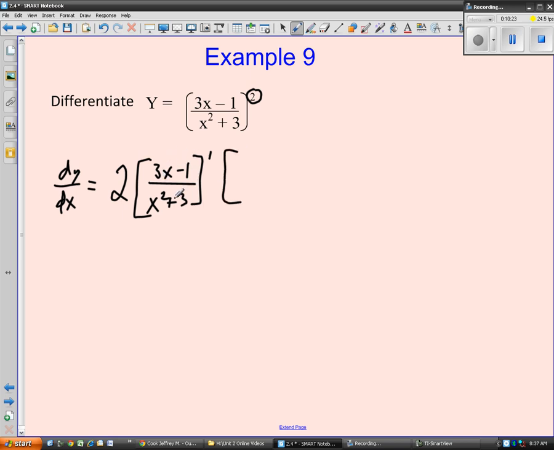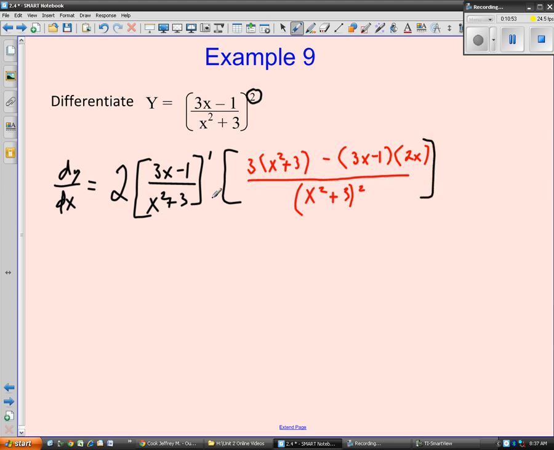And so in order to do the quotient rule, it's the derivative of the top, which will give me 3 times the bottom, x squared plus 3, minus leaving the top alone, 3x minus 1, times the derivative of the bottom, which is 2x, and then all of this is over the bottom squared, (x squared plus 3) all squared. And so that's basically what I end up with for this problem, and then it's a lot of simplification.